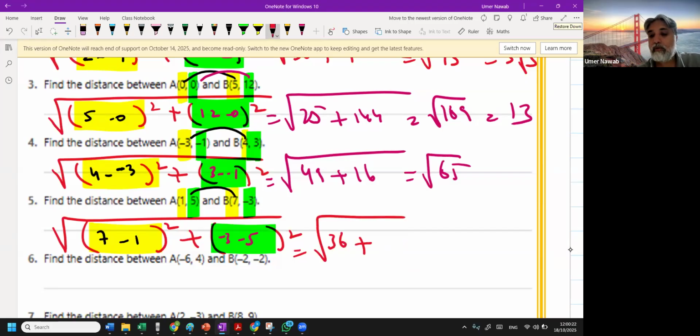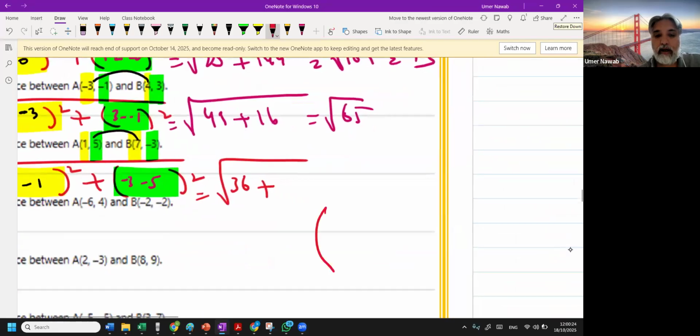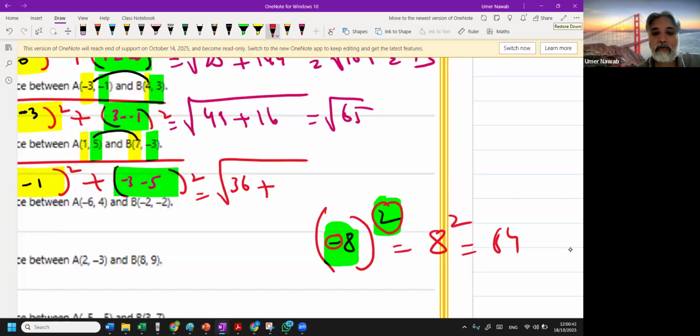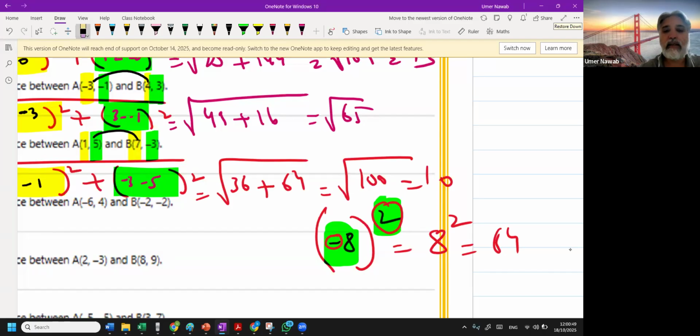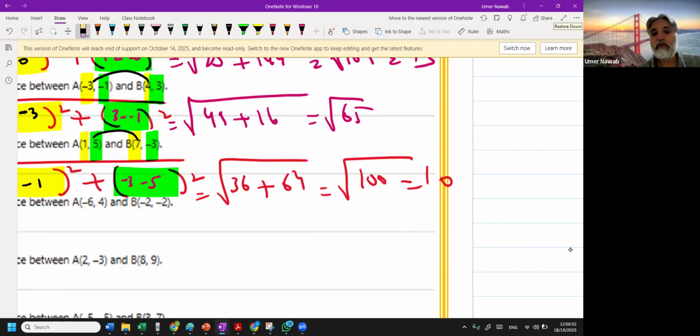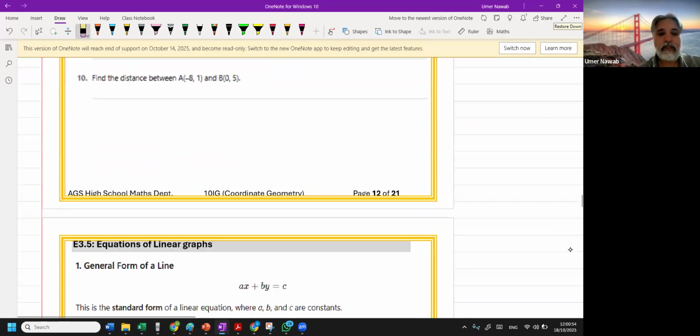Oh, this point is to be noted. Mr. Omar, I'm going to have -3 minus 5, which is -8, whole squared. In mathematics, you need to know whenever there is a negative sign, that negative sign will be gone away. Why? Because this square absorbed this minus sign. So my answer is just 8 squared, which is equal to 64. Now 36 plus 64 is 100, and the square root of 100 is 10. So my distance is 10. The rest of the questions on distances, you can do by yourself.